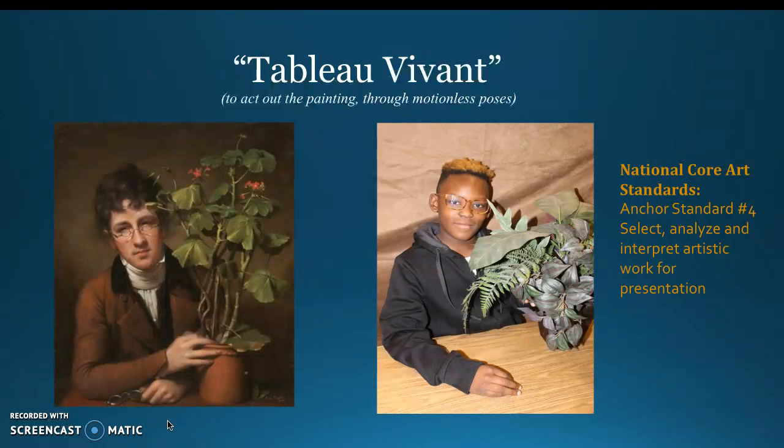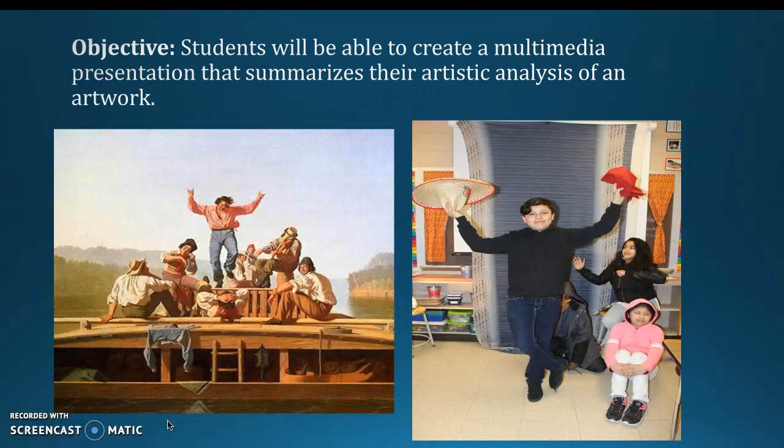Okay, and so once we did our tableau vivants, we're using the art standard Anchor 4, which is to select, analyze, and interpret artistic work for presentation. So you all chose the artwork from a collection of images that I gave you. You were able to analyze that using See, Think, Wonder, and also interpret it. And then finally, in this video project, you are presenting or summarizing what you've learned. The objective for the assignment says students will be able to create a multimedia presentation that summarizes their artistic analysis of an artwork.